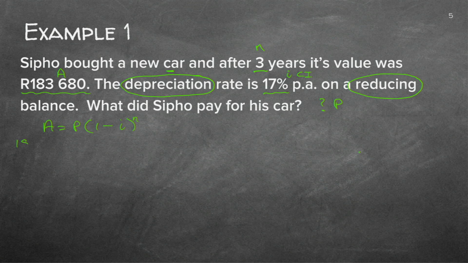We have the A, 183,680. We do not have the P. We have the I, 0.17. We have the N, 3. P is the thing that we want. So we're going to take this 183,680. We're going to divide it by the whole 1 minus 0.17 to the power of 3.